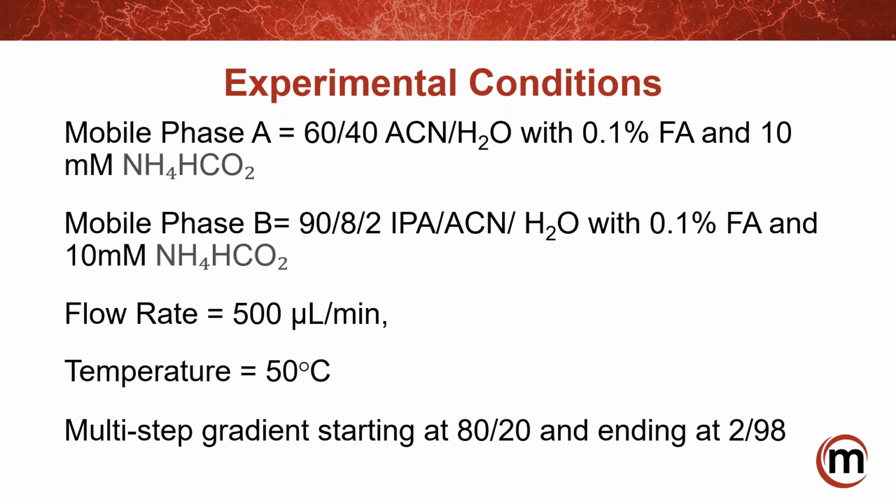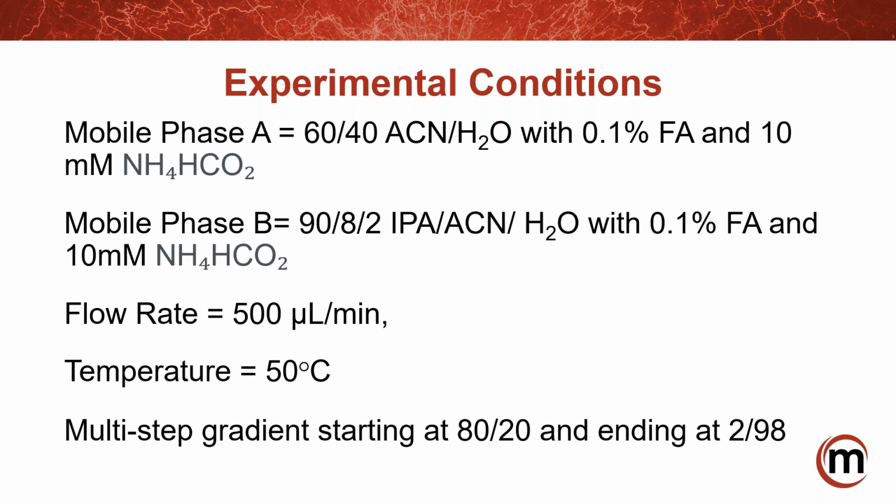You have to use a lot of IPA in these methods. This is standard. This is what people do all day, every day. So you can see in the mobile phase B, you have 90% IPA, 8% acetonitrile, 2% water with 0.1% formic acid and 10 millimolar ammonium formate. And then mobile phase A, you have 60-40 acetonitrile water with 0.1% formic acid and 10 millimolar ammonium formate.